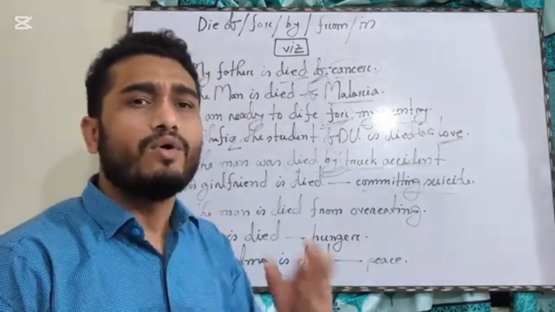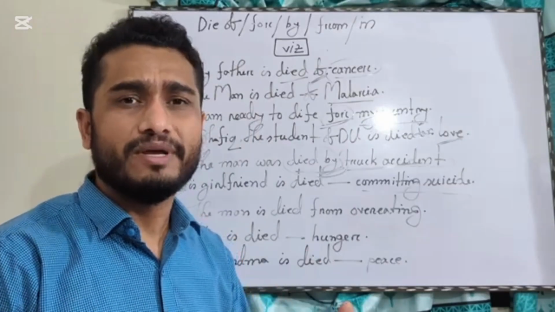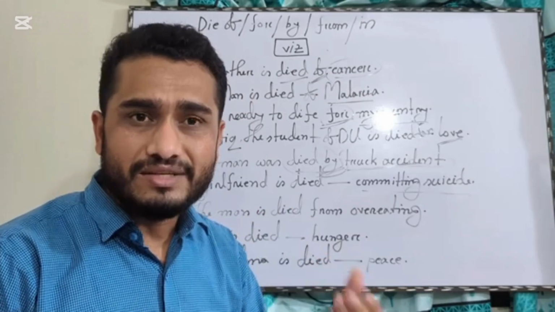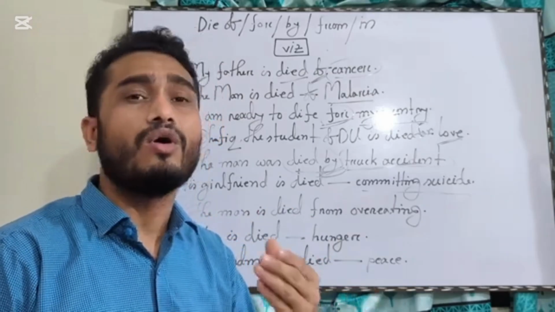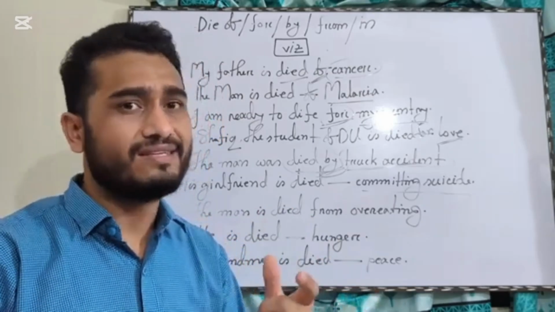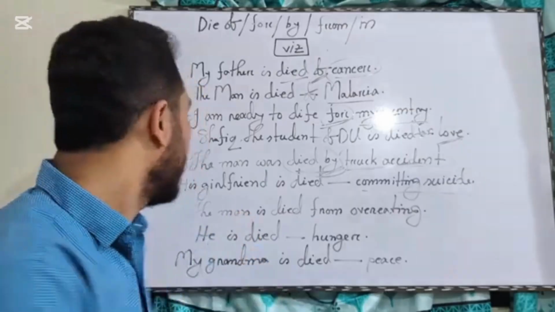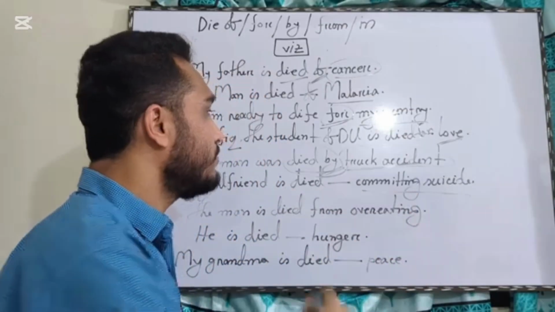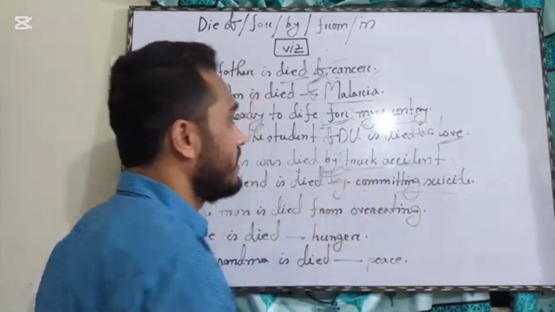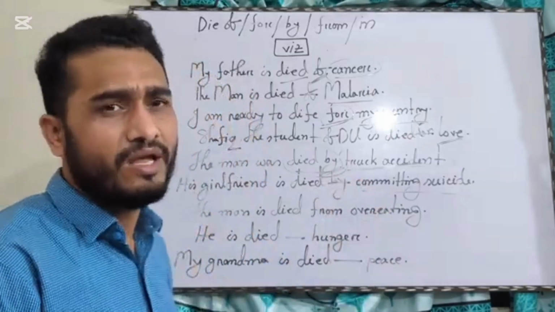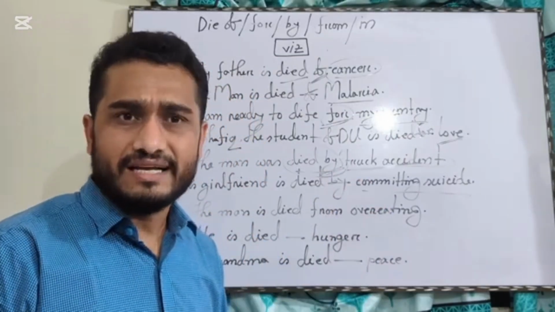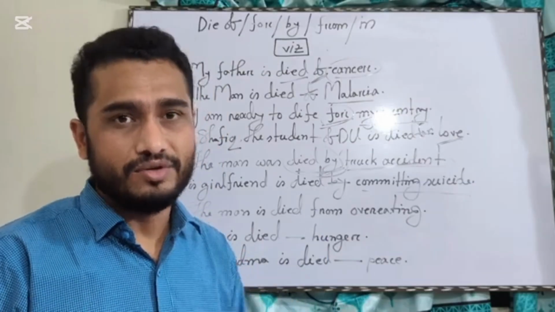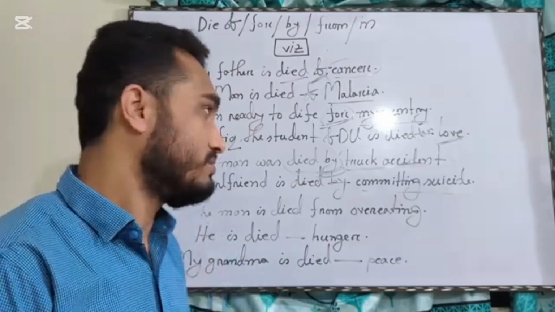So what I said, when any human being or any man or anyone will die because of committing suicide or any sort of accident, then we have to use by. So as his girlfriend is died committing suicide, that's why we are going to use by. You have to remember one thing, when someone dies because of any kind of accident, or by committing suicide, then we will use by. I hope you have understood my point.